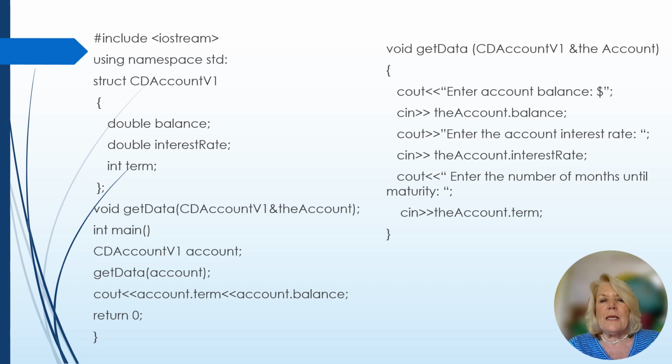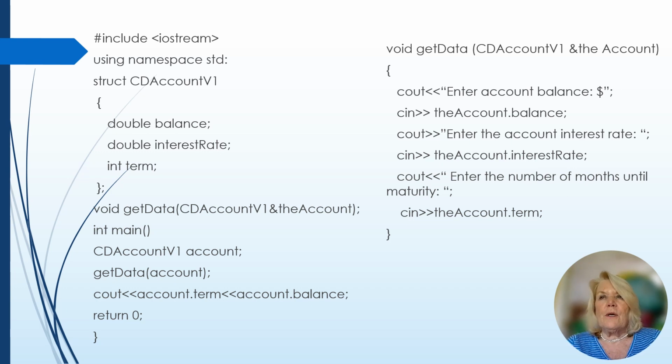So in the getData function, we have an output that says enter the account balance. The person is going to enter what the balance is in that account, and it's going to be assigned to the account, whatever the account is that we're looking at, dot balance. It'll store it in balance. The next one is enter the account interest rate, and that's stored in the interest rate of the account. Then enter the number of months until maturity, and that's stored in the account dot term.